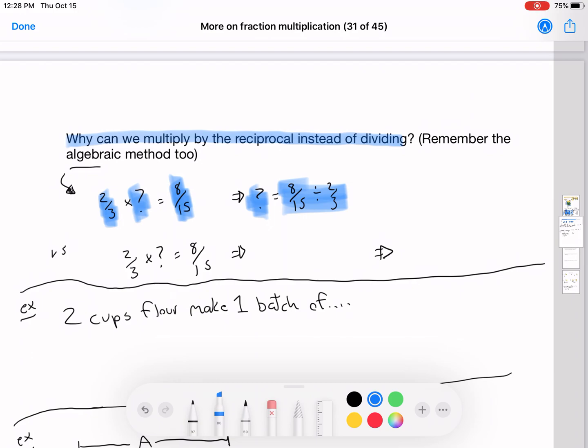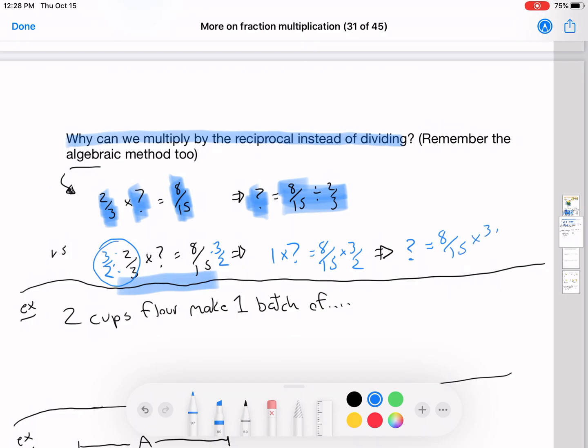But if I started at the original problem, which was 2/3 times something equals 8/15, I could always do the same thing to both sides of the equation, which is, in this case, if I multiply both sides by 3/2. Now, 3 over 2 times 2 over 3, if we multiply as we just went over, you multiply the top, you get 6. You multiply the bottom, you get 6. 6 is equal to 1 whole, so really we have 1 whole times question mark equals 8/15 times 3/2. And 1 times anything is just that same number, so we have question mark equals 8/15 times 3/2.